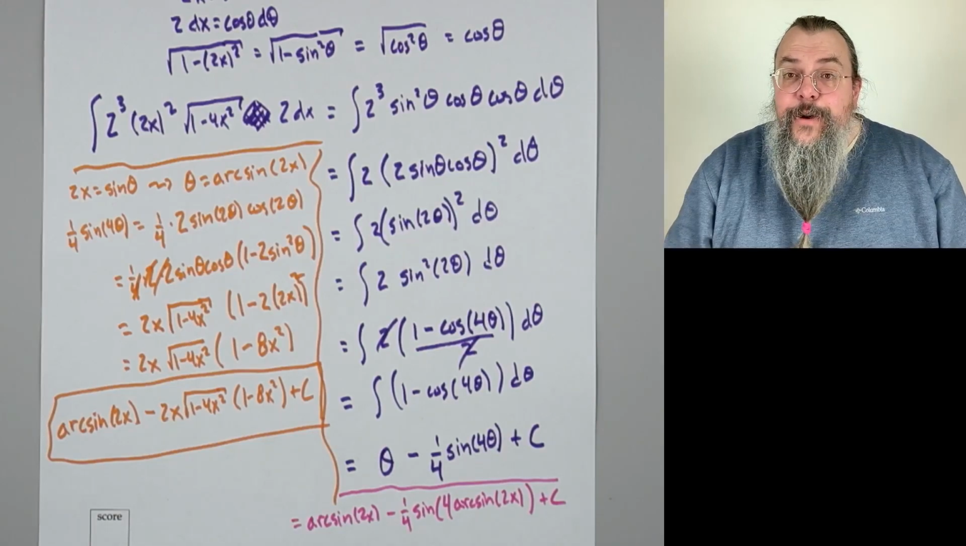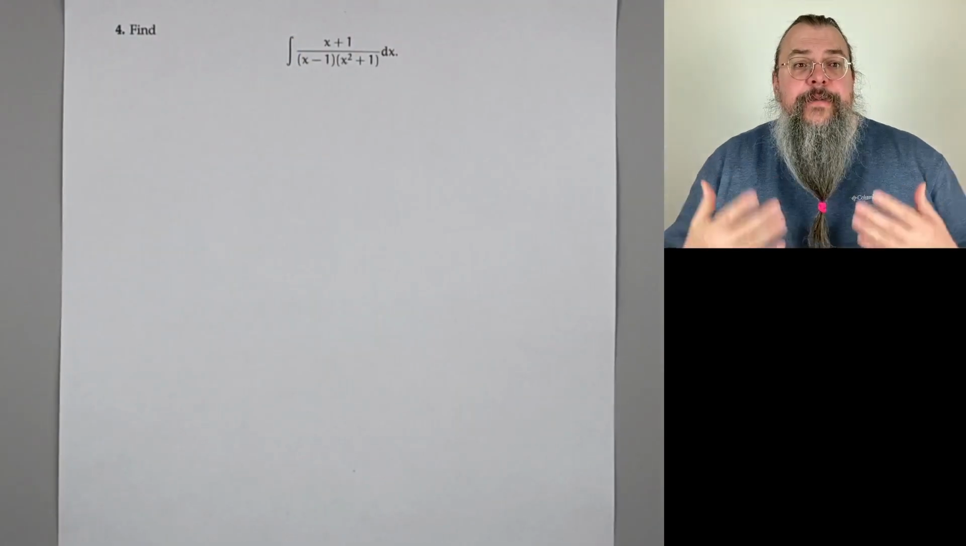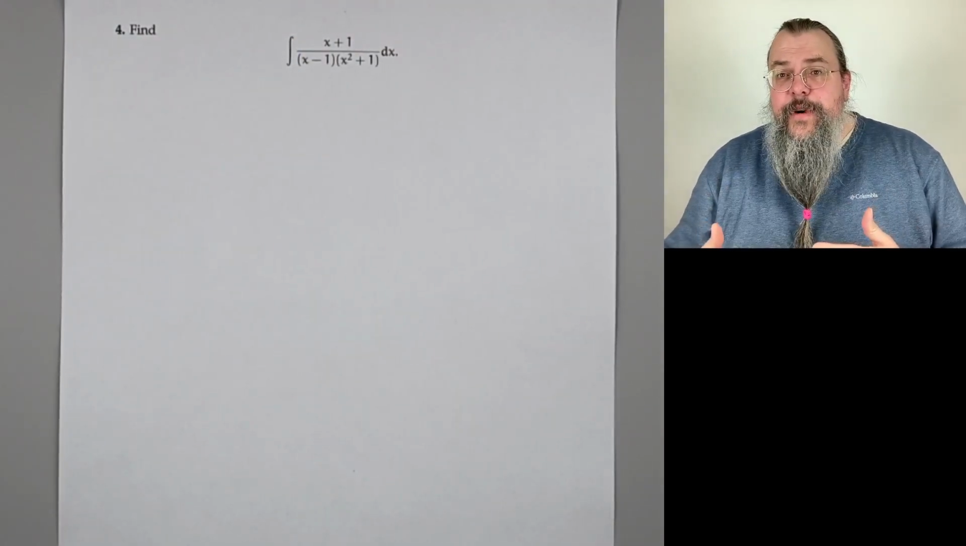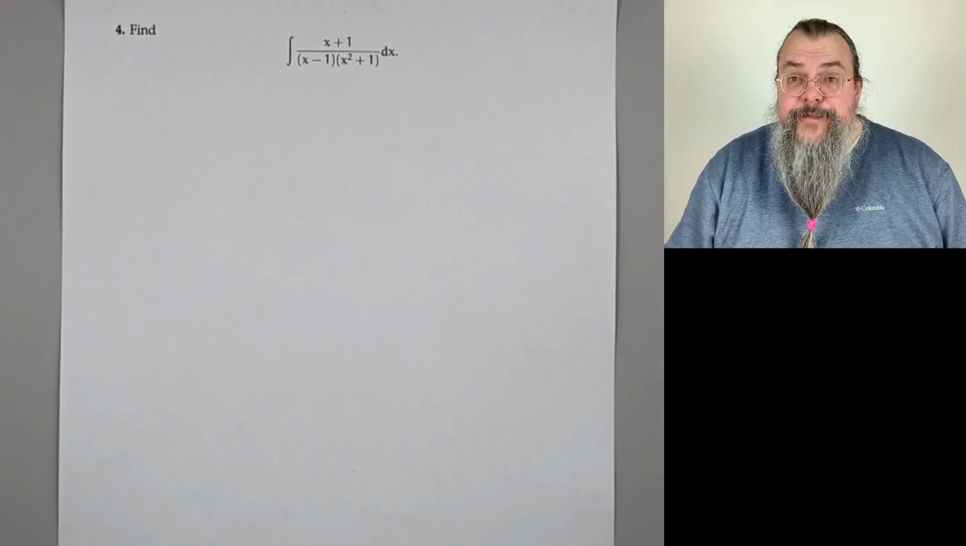Okay, let's go on to the next one. Number 4. Find the integral of x plus 1 divided by x minus 1 times x squared plus 1 dx.